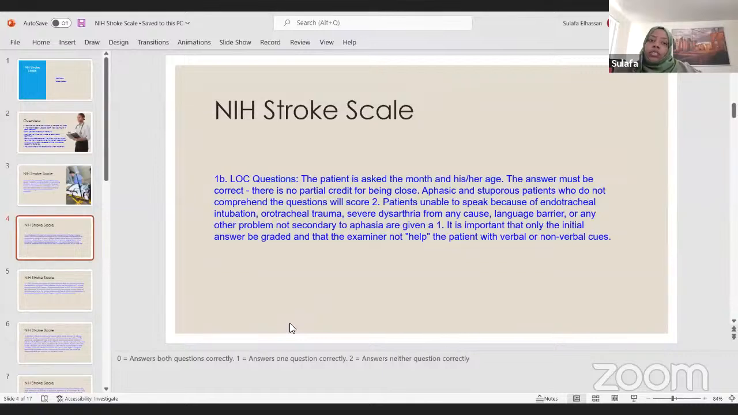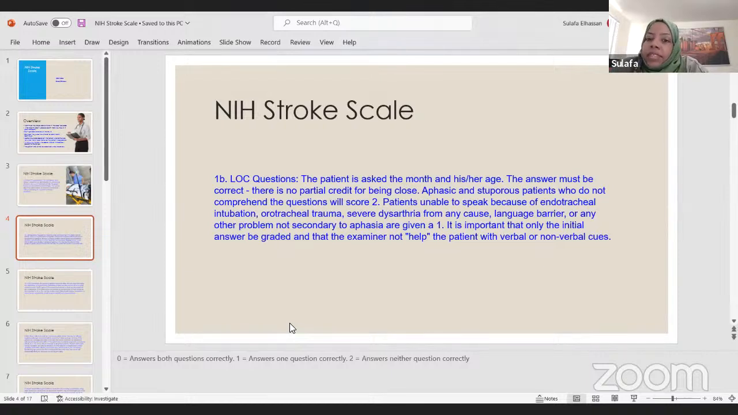Also, for the level of consciousness questions, you can ask the patient about the month or his or her age. When you take this answer, it should be the exact answer that you have in his medical record. So if he said February instead of March, even though he was so close, you do not give him credit. This should be exactly what you have in the patient record.